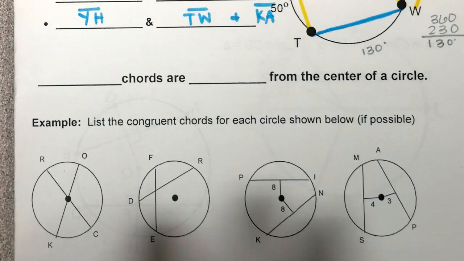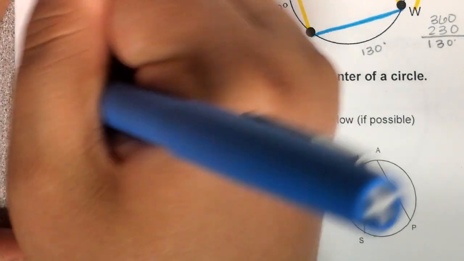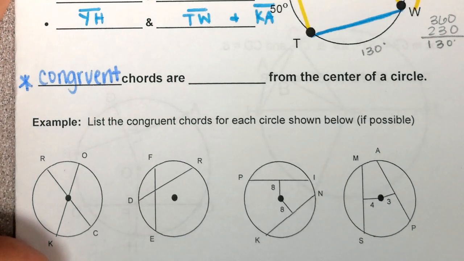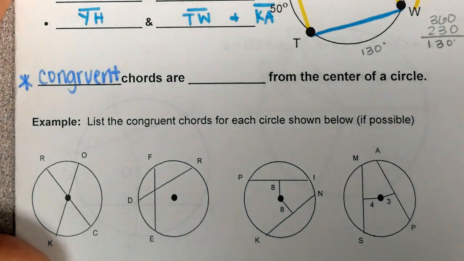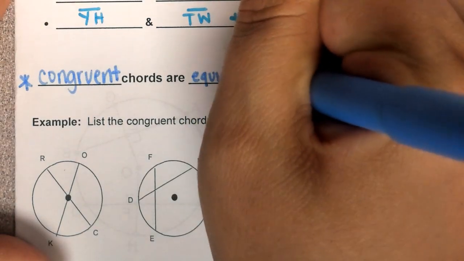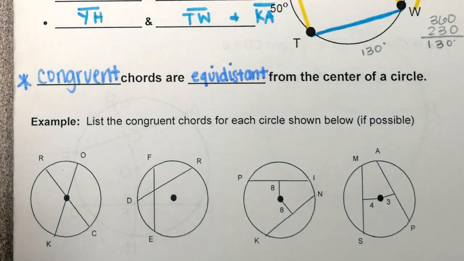The next property, I'm going to star this one, says congruent chords are, and I don't know why it's such a small blank, I apologize, but equidistant. You're going to kind of have to write small. Congruent chords are equidistant from the center of a circle. What does that word equidistant mean? Equal distance, the same distance.